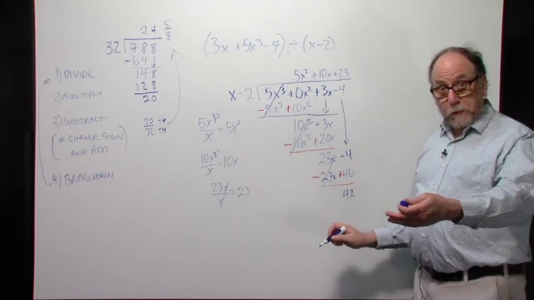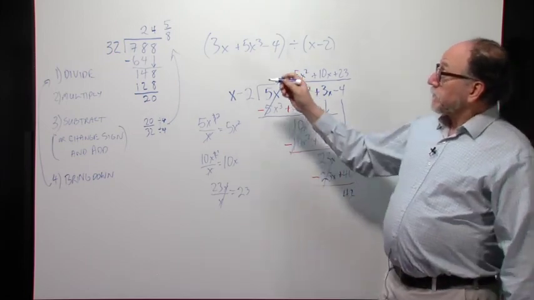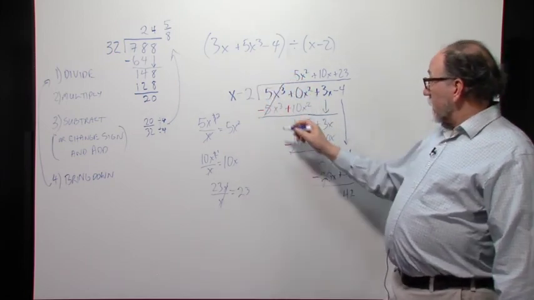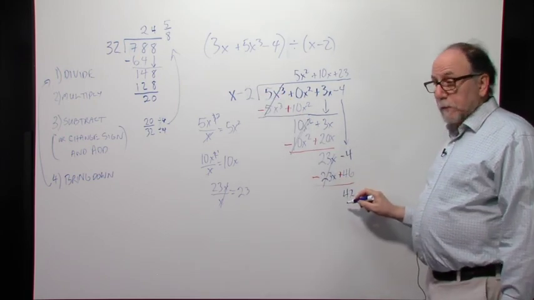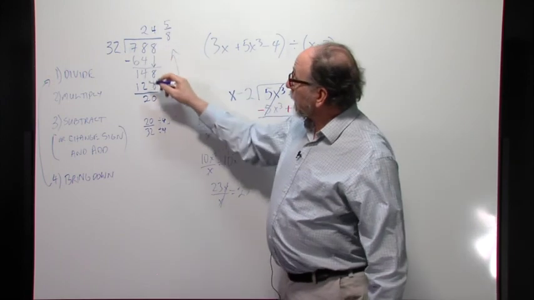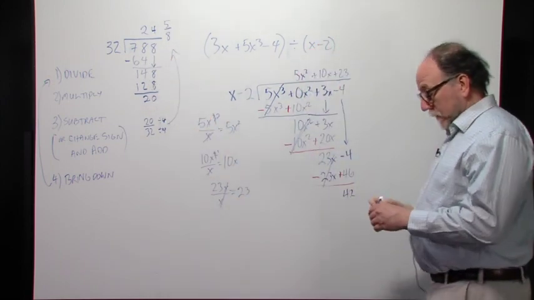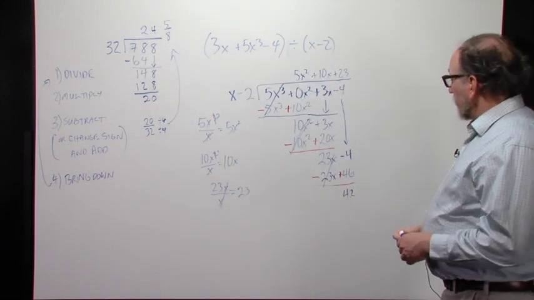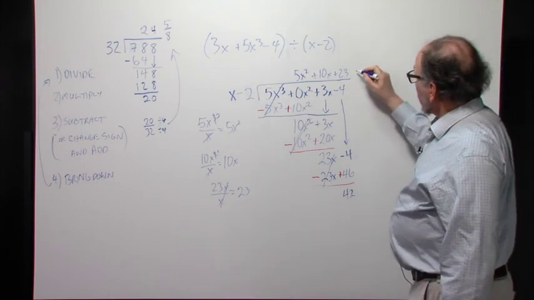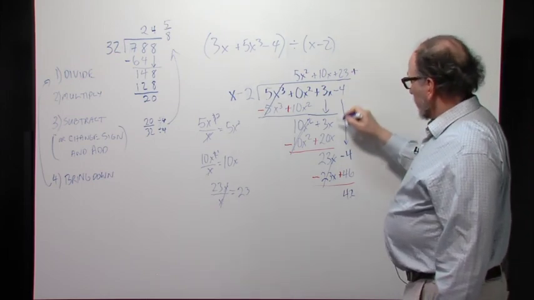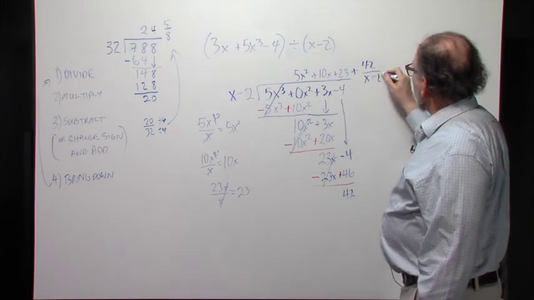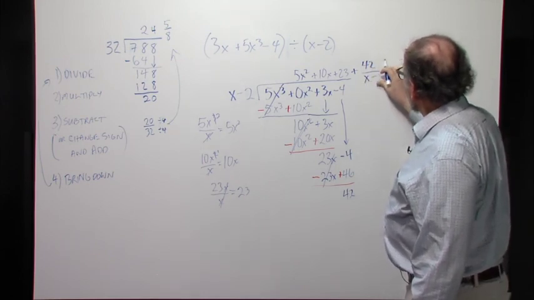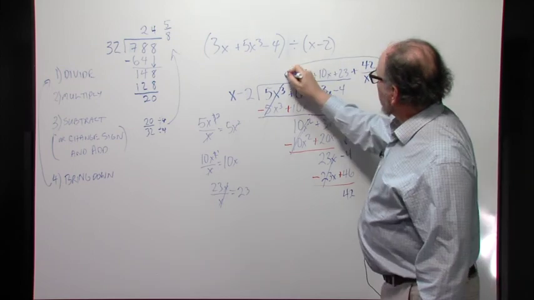How do I know that's the remainder? Because this x will no longer divide into 42. Okay, just like 32 didn't divide into 20 here. Okay, so we've got our remainder. We write the last bit here, the fraction made from 42 divided by x minus 2. Let me put a real 2 there. And there's your answer.